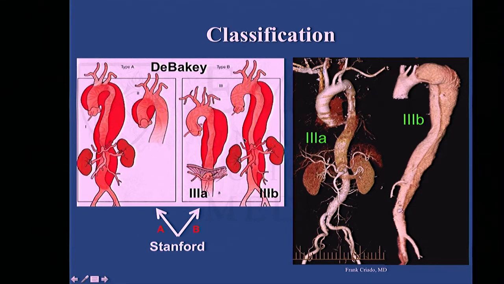Then he took type 3 as the dissections that extend distal to the left subclavian, and he broke those up. 3A involves only that going to the diaphragm, or you could really even say functionally anything going down, even if it goes below the diaphragm, but stops above the celiac. And then 3B involves that abdominal aorta with the abdominal aortic branches, the visceral segments. So 3A and 3B kind of look like this.